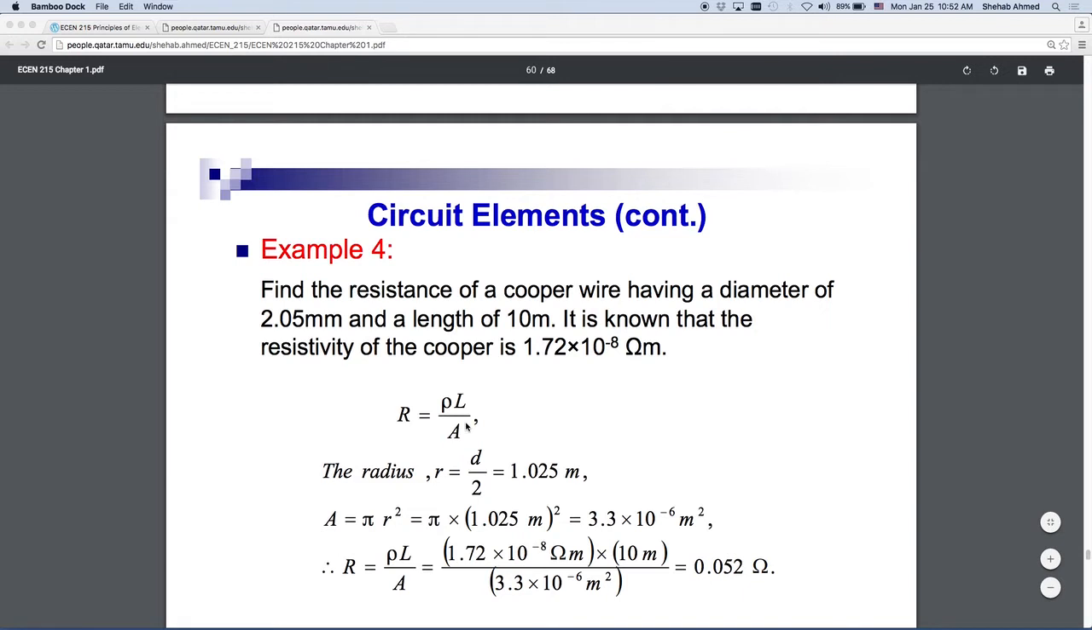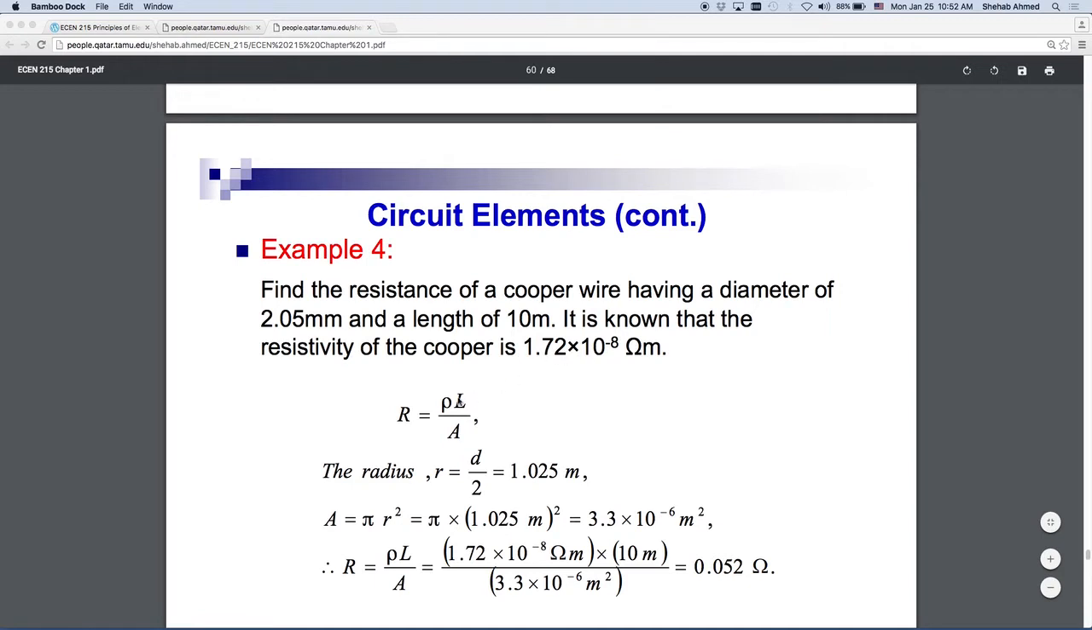Yeah. So the equation for the value of the resistance is rho L over A. So given a copper wire having a diameter of 2.05 millimeters and a length of 10 meters, and the resistivity of copper is 1.72 times 10 to the minus 8 ohm meters. So they want to calculate the resistance of that, so it's a direct substitution in the equation.